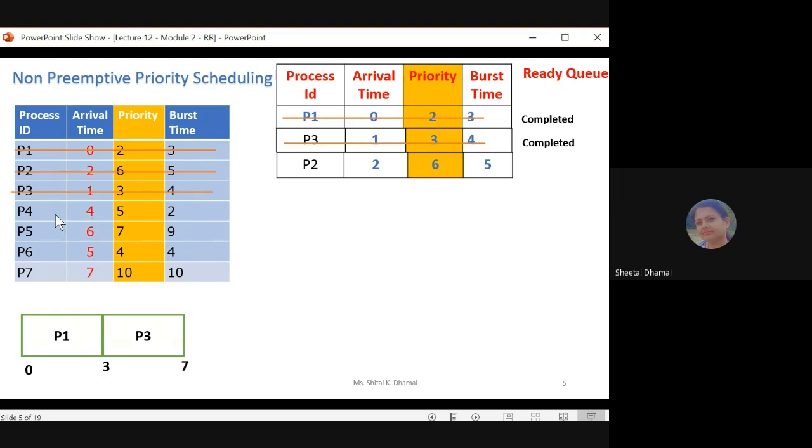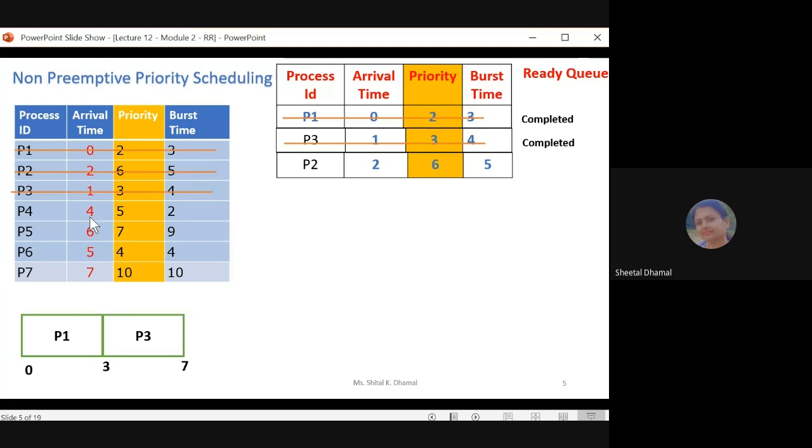So yes, it is P4. The arrival time of process P4 is 4, P5 is 6, P6 is 5 and P7 is 7. Yes, all the remaining processes have arrival time less than or equal to 7. So now, depending on the arrival time, we will select these processes one by one from this table and put them in the ready queue. At first we will select the process P4, because the arrival time for process P4 is 4.